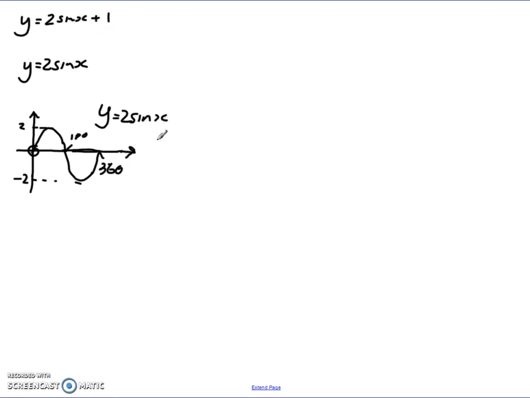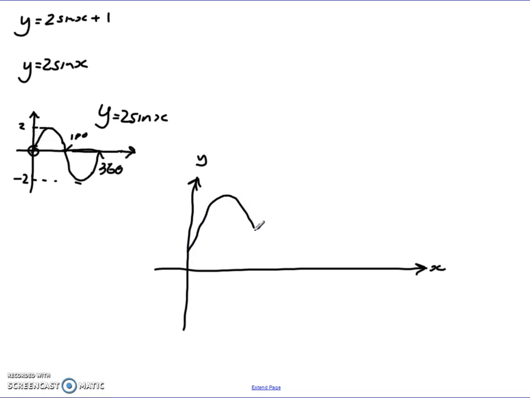Now we've got one more transformation to do. We've got the plus 1. What we know that's going to do to the whole graph is shift everything up by 1 in the y direction. So it's going to shift our minimum value here at negative 2 up 1 to negative 1. Our maximum value is going to go from 2 up to 3. And our y-intercept is going to go from 0 up to 1. Shape of the graph is still going to stay the exact same. It's still going to look like that. It's just going to have moved.